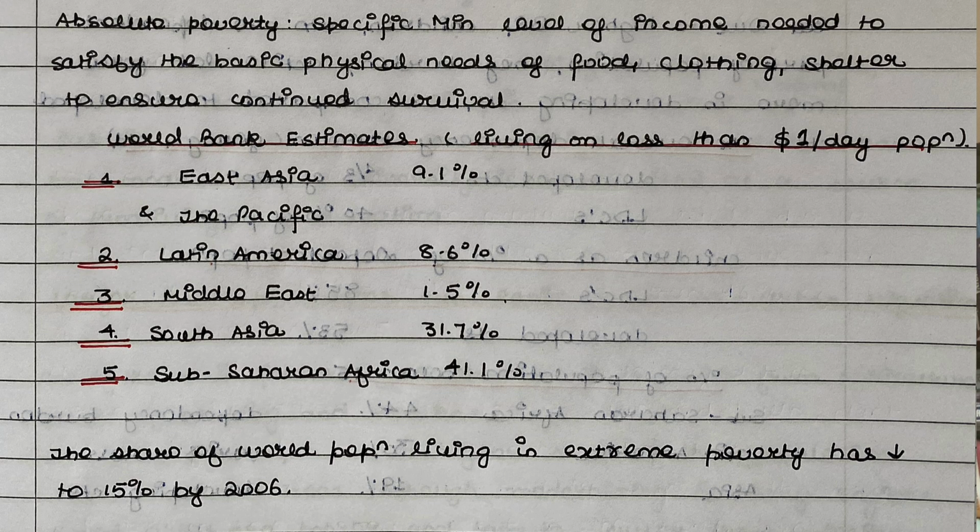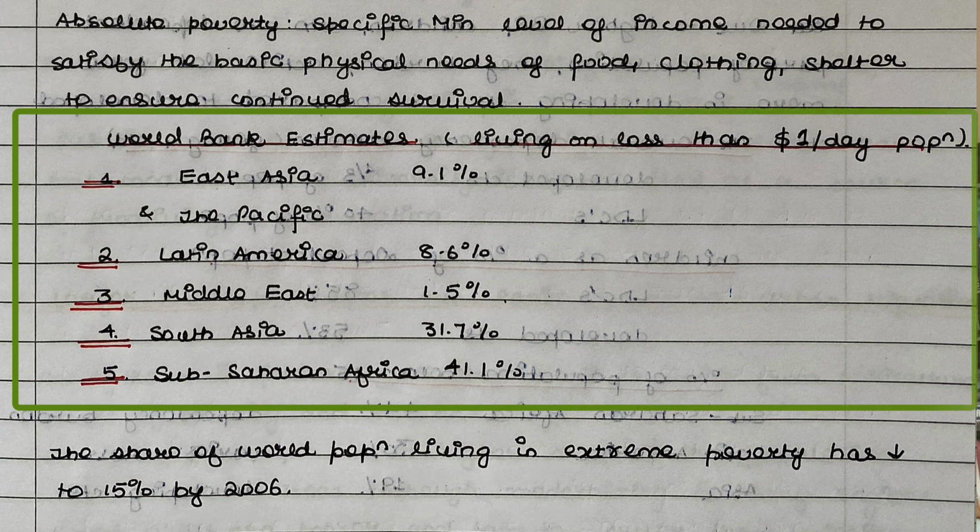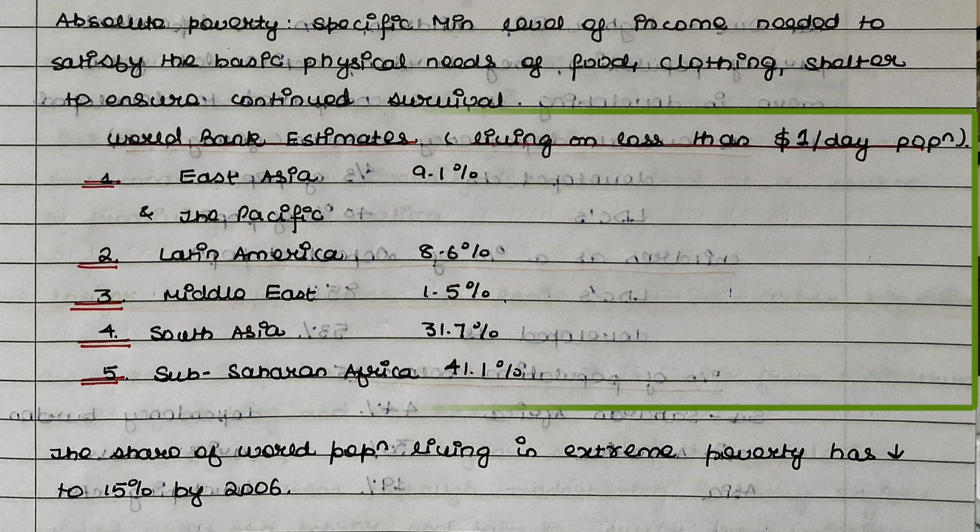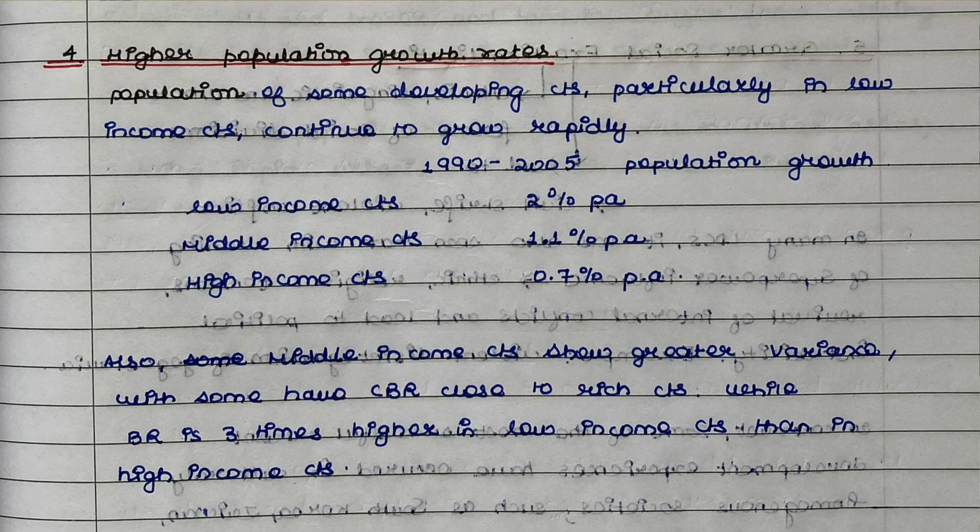And World Bank estimates are that those people who are living on less than $1 a day, 9.1% live in East Asia and Pacific, 8.6% in Latin America, 1.5% in Middle East, South Asia 31.7%, and Sub-Saharan Africa 41.1%. So you can see the major chunk of the extreme poor are living in South Asia and Sub-Saharan Africa. So if there is any discussion about reduction in poverty, it has to revolve around these two particular regions, right?